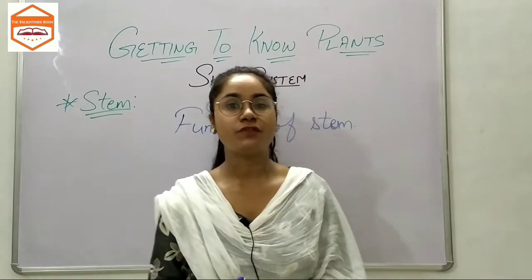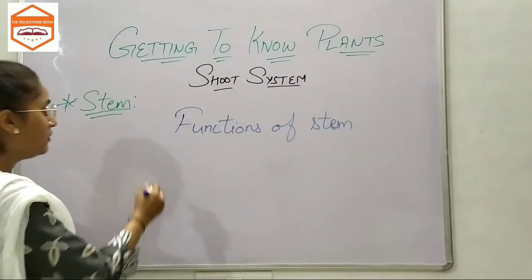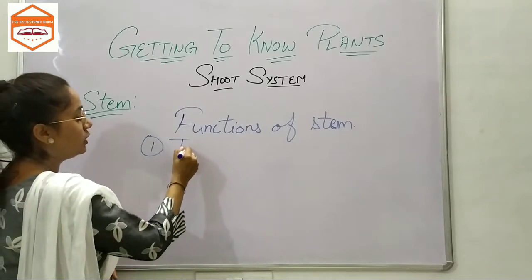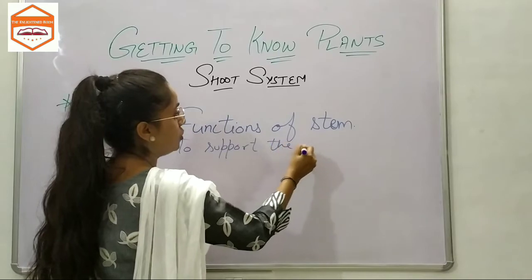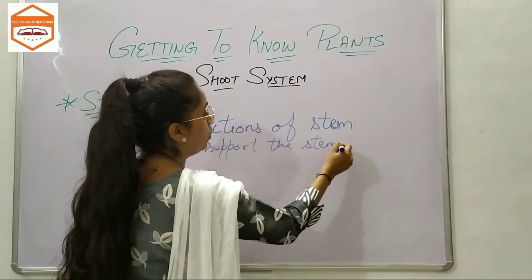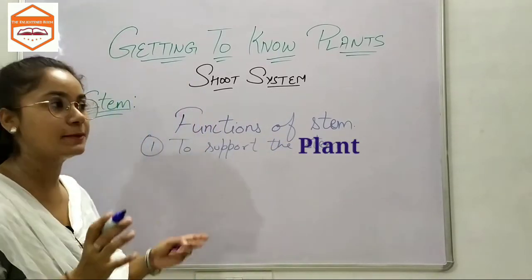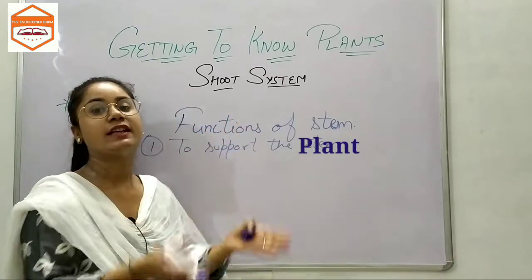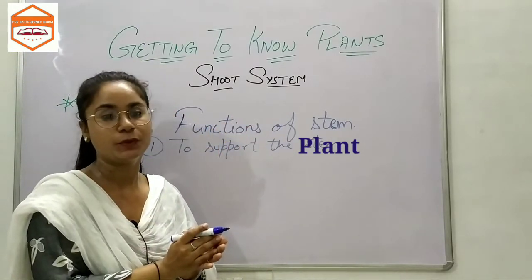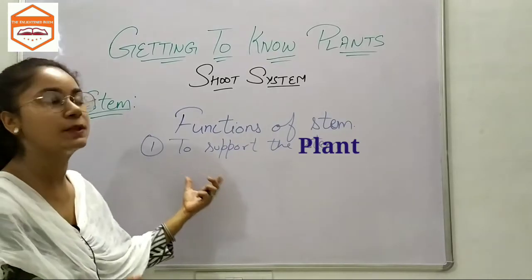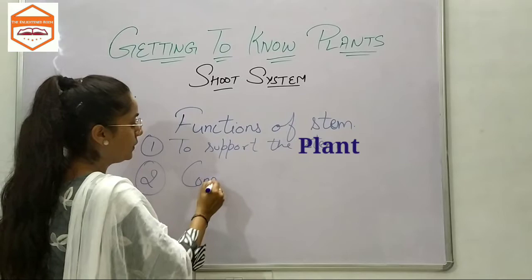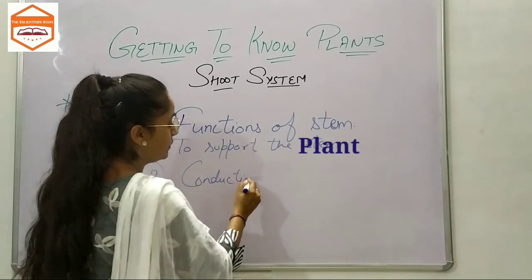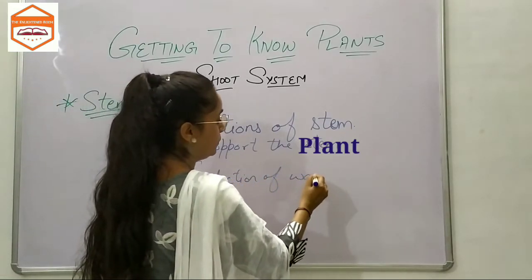Now the stem has two main functions. Number one is to support the plant. As I told you earlier, if there is no stem, the plant would not stand on its own. The stem helps to hold the plant in an upright, straight position. So the stem helps to support the plant, and also it helps in the conduction of water and minerals.